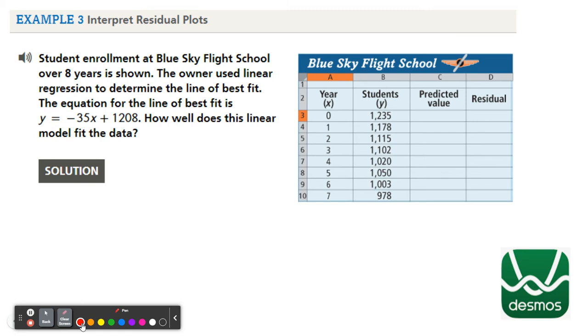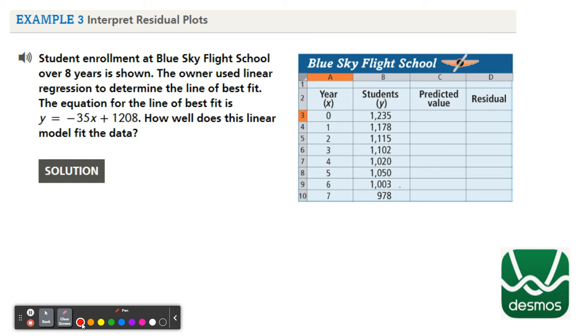All right, here we go. So it says student enrollment at Blue Sky Flight High School over 8 years is shown. The owner used linear regression to determine the line of best fit. The equation for line of best fit is the following. How well does this linear model fit the data?